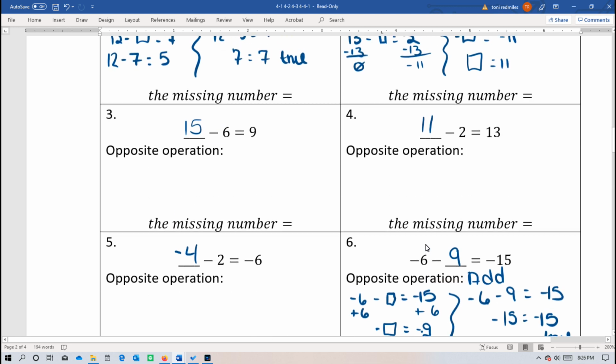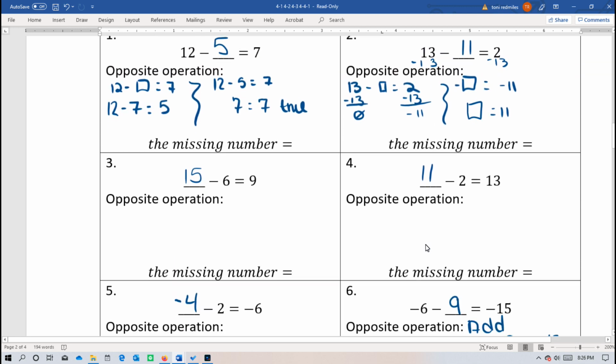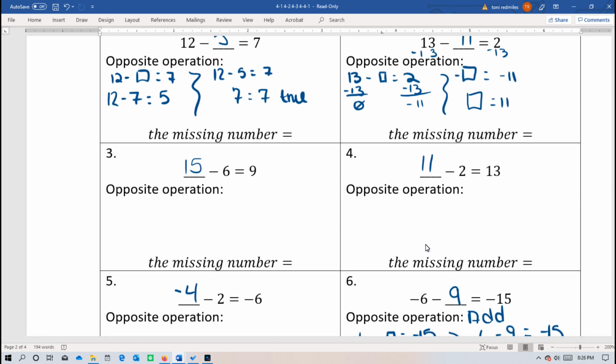All right, so that's the last one like that. So let's look at what happens when I'm taking a number away. The number that I'm taking away from has to be the bigger number. That's why order matters in subtraction. So I know that this box that I don't know what it is is going to be a bigger number than the 6 or the 9.